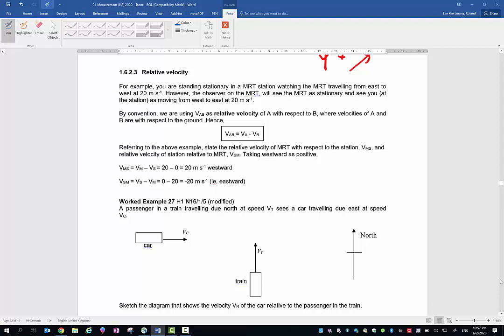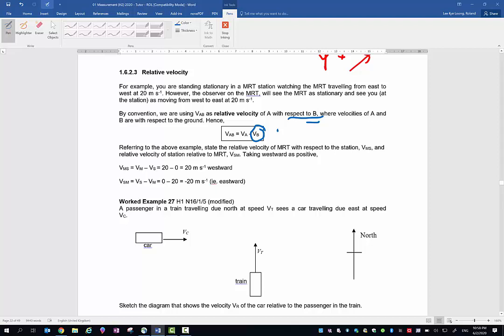But if you're on the MRT and the MRT is traveling and the person is at the platform, you'll see that the person is actually traveling in the opposite direction and the MRT is stationary. So this is relative velocity. By convention, we're using VAB as relative velocity of A with respect to B. So VAB is equals to VA minus VB. You always subtract the observer. The relative velocity of A with respect to B means VA minus VB. With respect to is always with respect to the observer.